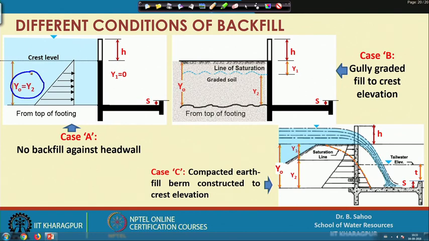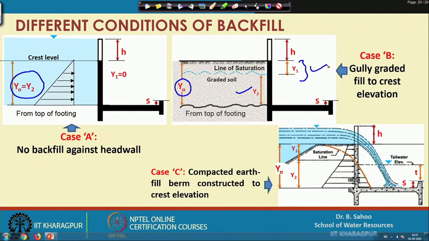And the middle figure shows the case B, which is for gully graded fill to crest elevation. So, that means the gully is graded up to the crest elevation. So, in this case you have to estimate, or we have to know first what is the line of saturation. You can see this, the line of saturation is at a depth of y 1 from the crest, and after knowing this y 1 you can estimate what is the value of y 2, that equal to here y naught minus y 1. So, that equal to y 2.